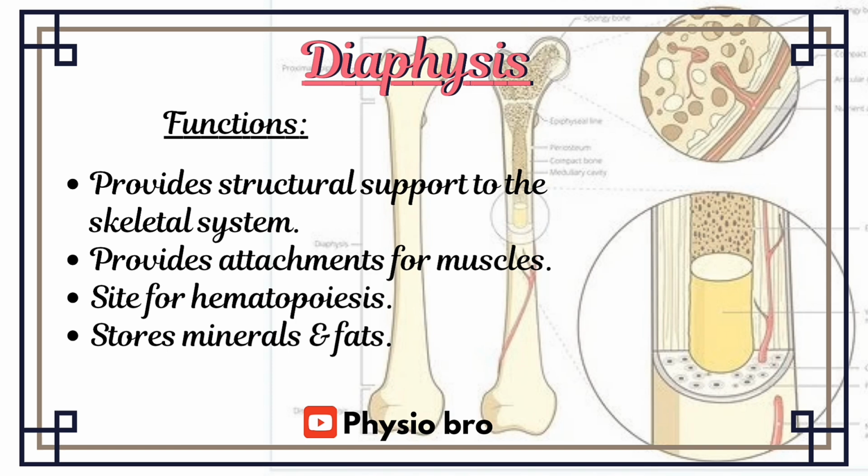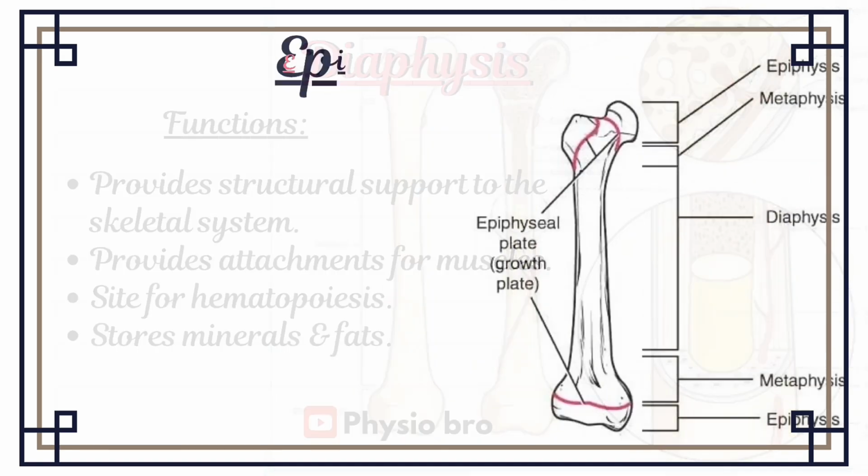Functions of diaphysis. Diaphysis provides structural support to the skeletal system. It provides attachments for the muscles. The medullary cavity containing bone marrow produces blood cells and acts as a site for hematopoiesis. Diaphysis stores minerals and fats.